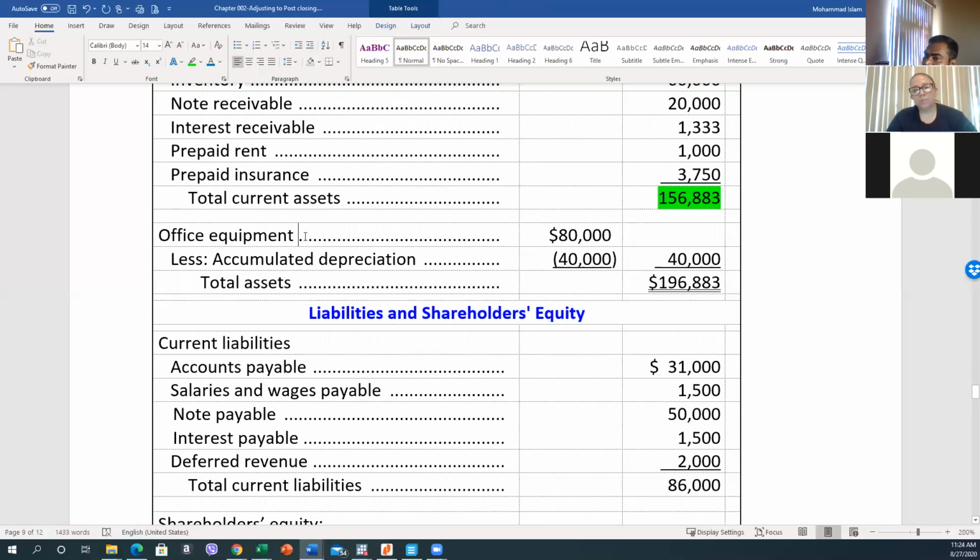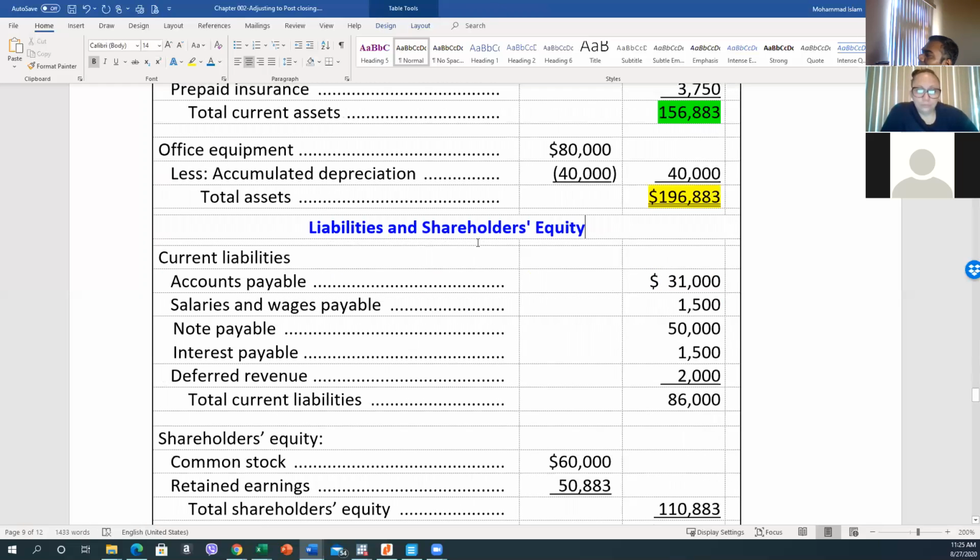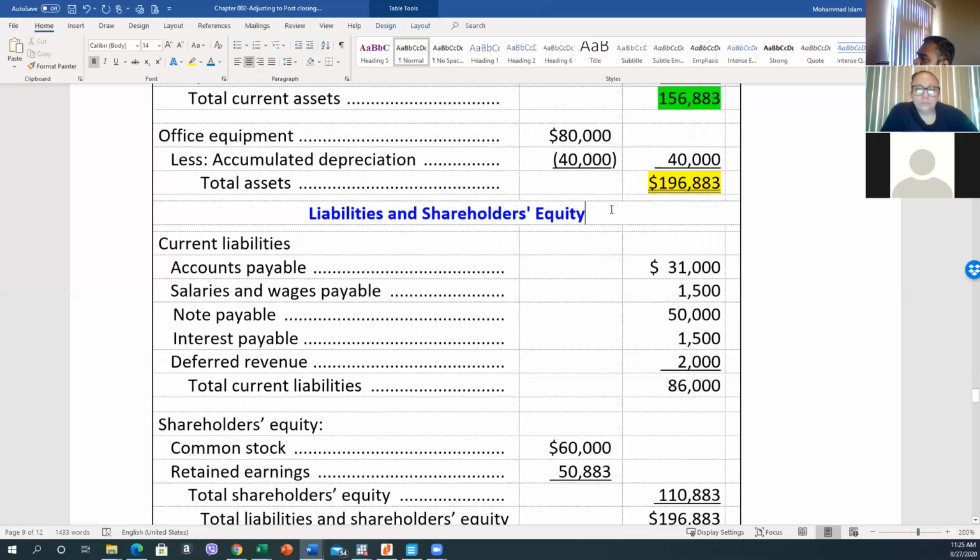This is actually under the head property, plant, and equipment. So office equipment and less accumulated depreciation, that is 40,000. So this is our total assets. And then liabilities and shareholders' equity.